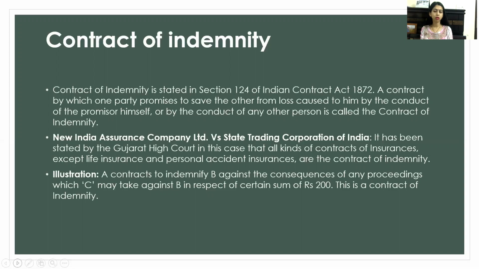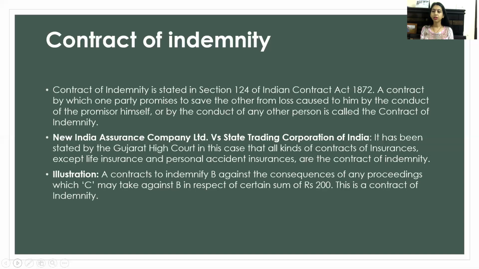From a particular loss. So now you can qualify one thing, that there are two parties. So who are the two parties? The party who makes the promise to the other party is called the indemnifier, and the person who is given the promise is called the indemnity holder. So to make it simple, a contract by which the indemnifier promises to save the indemnity holder from loss caused to him by the conduct of the indemnifier himself or by the conduct of any other person is called the contract of indemnity. So this loss can be by the conduct of the indemnifier or by the conduct of any other person. So this is what is a contract of indemnity.